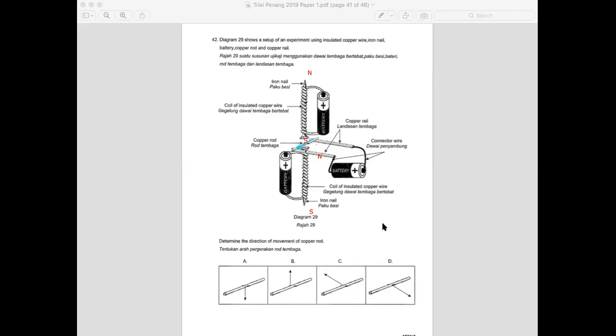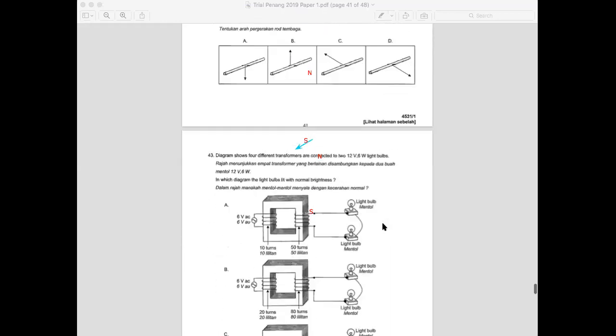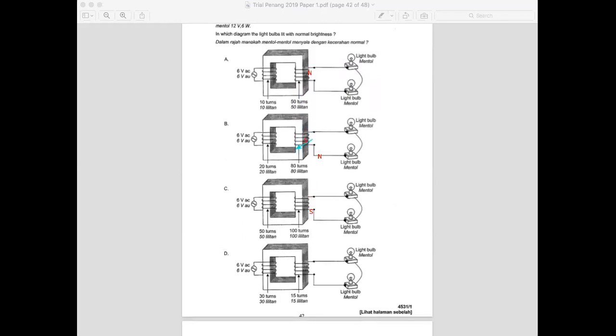Objective questions, normally in SPM, won't be layered like this. It's straightforward, but a bit tricky. It's very high order thinking skill. It's not direct. Okay, read. This one is good too. This question is not easy, it's layered. It's good because for trial it makes you think.